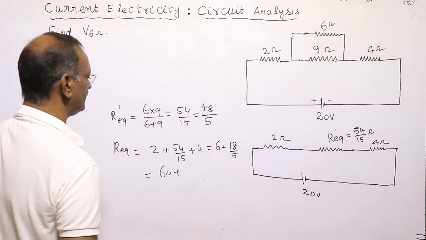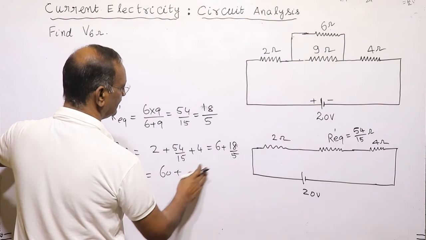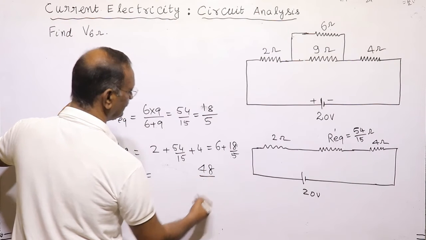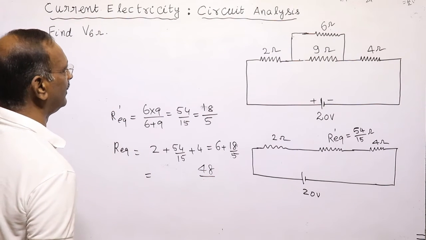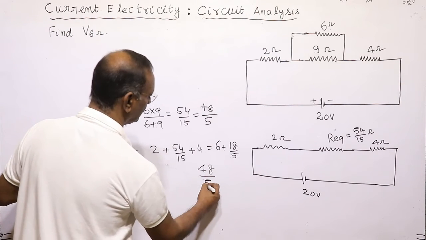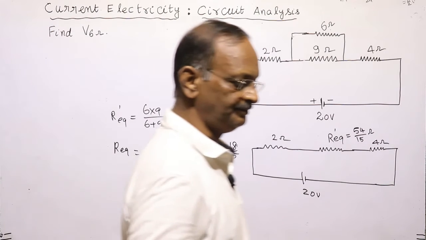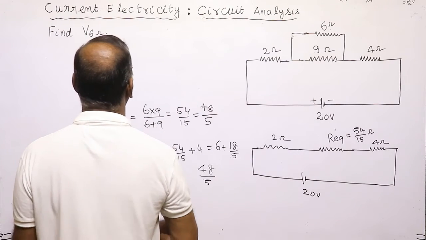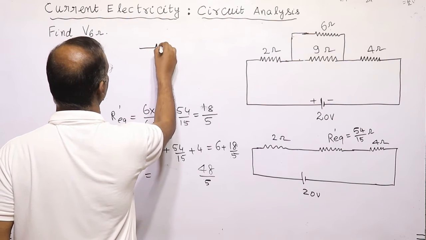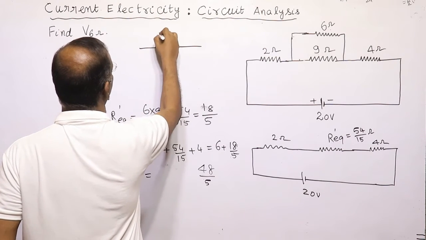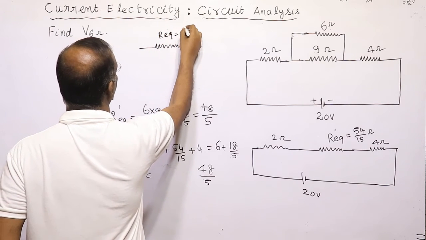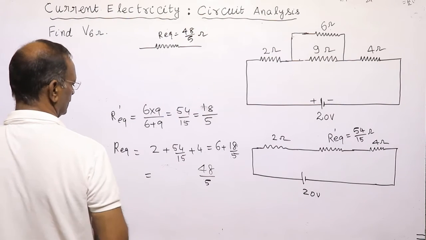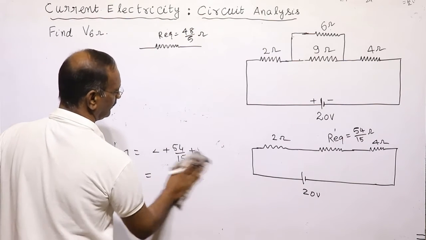So 6 into 18, 30 plus 48, 30 plus 18, 48 divided by 5. So the R equivalent is equal to 48 by 5. R equivalent is equal to 48 by 5 ohm. So R equivalent also we have calculated.